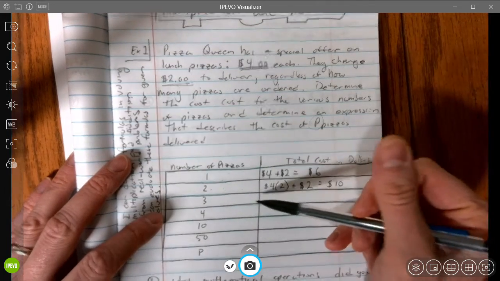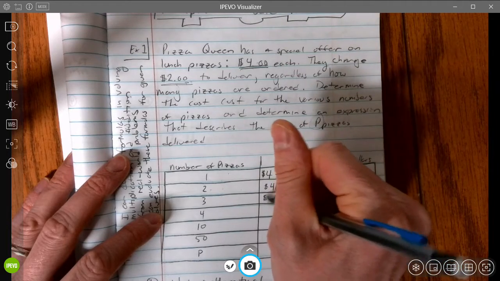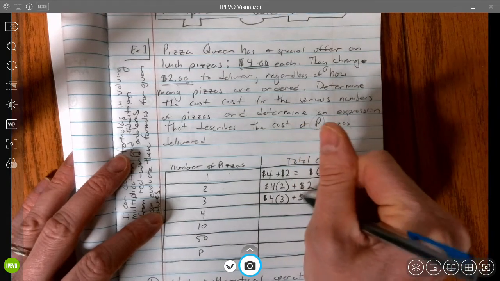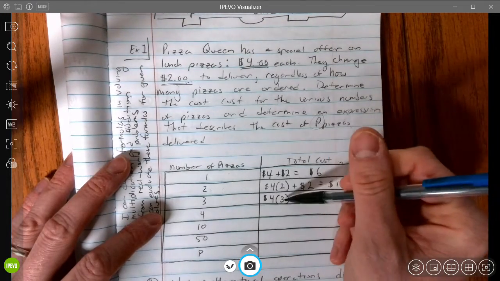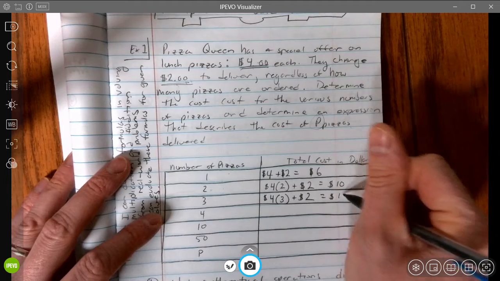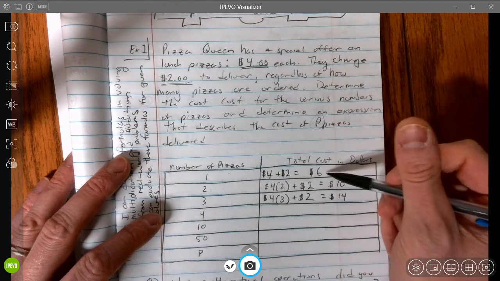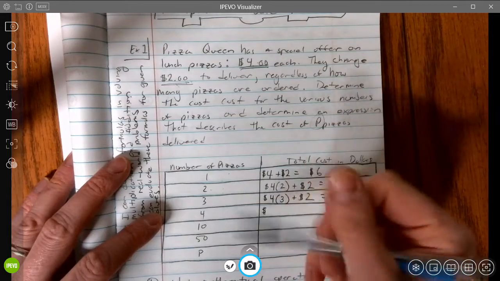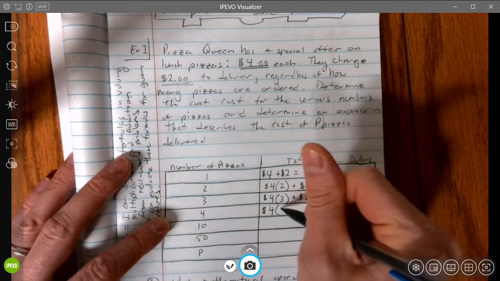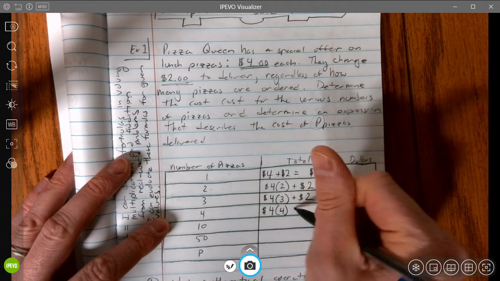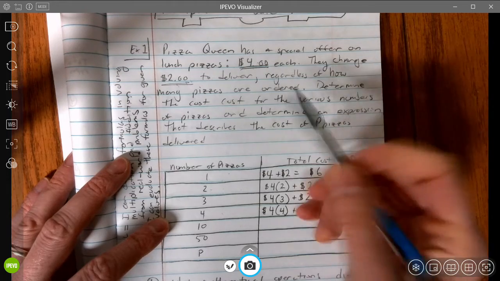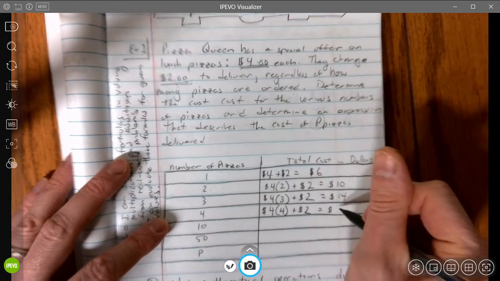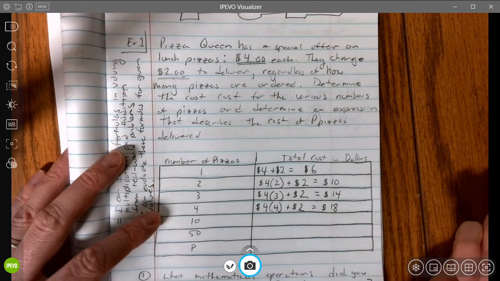Same thing if I ordered 3 pizzas. Each pizza is $4, but now I'm buying 3, plus that $2 delivery charge. 4 times 3 is 12, plus 2 is 14. Hopefully you're starting to see a pattern here, but careful. If I order 4 pizzas, they're $4 apiece, times the number of pizzas, plus the delivery charge, which is always $2. It's $2 regardless of how many pizzas you ordered. $18.